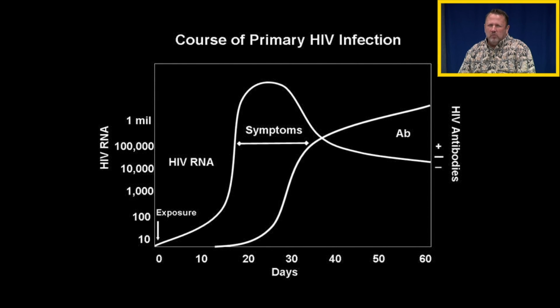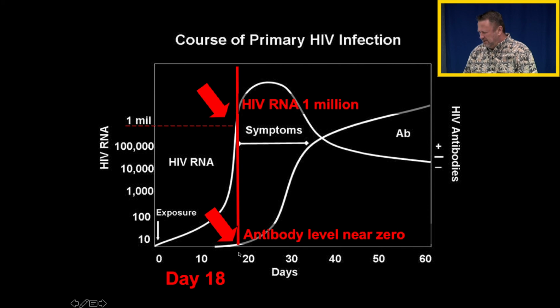All right, what we're trying to show you here is the RNA levels of the virus go up before the antibody levels go up. And so what we're showing you right here, okay, exposure occurs on day 0, all right? And so this is the course of a primary HIV infection or an acute HIV infection. This measures the antibodies over here. This is HIV RNA. All right, and this first curve right here is that HIV RNA.